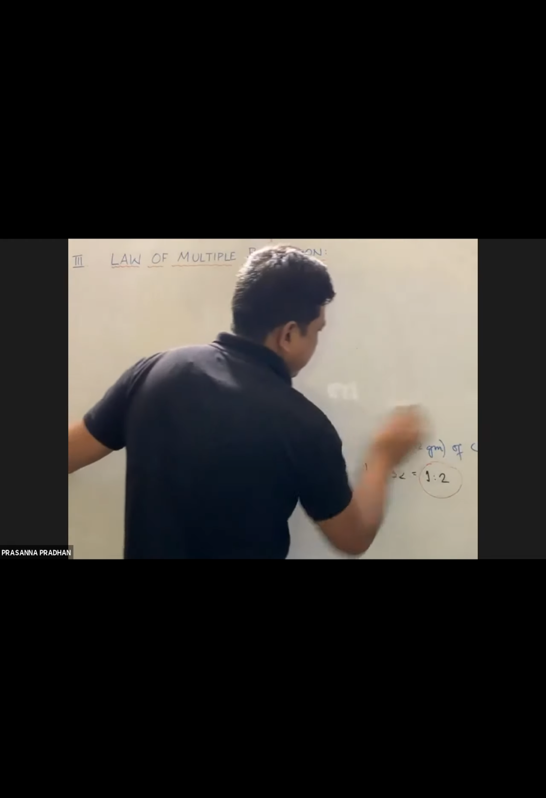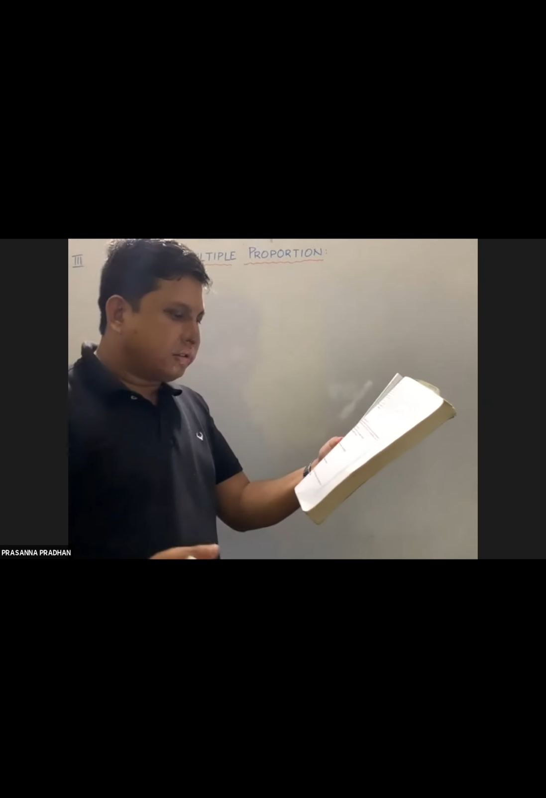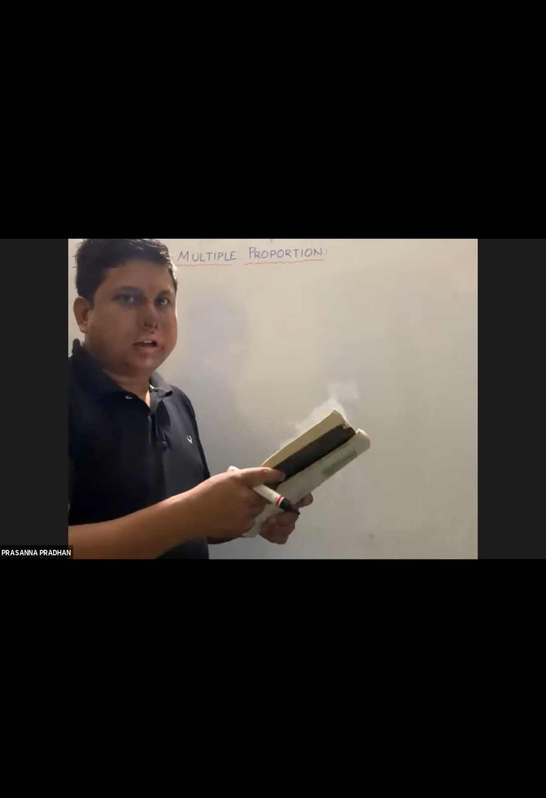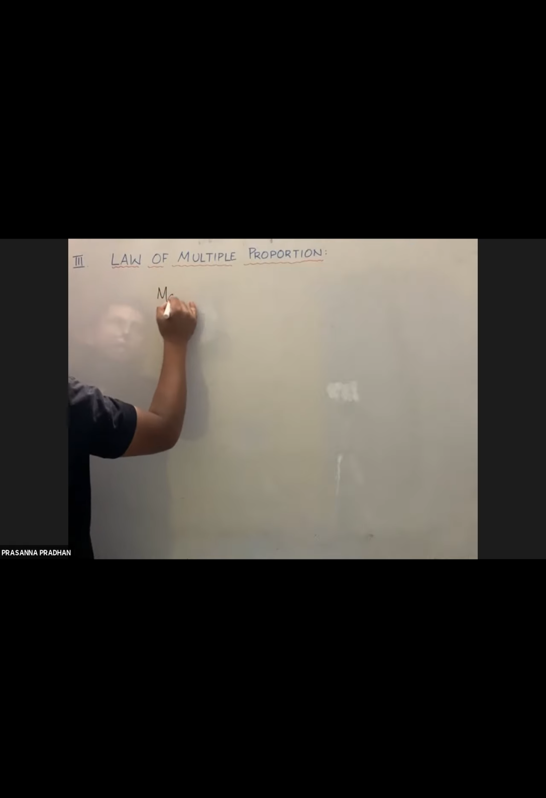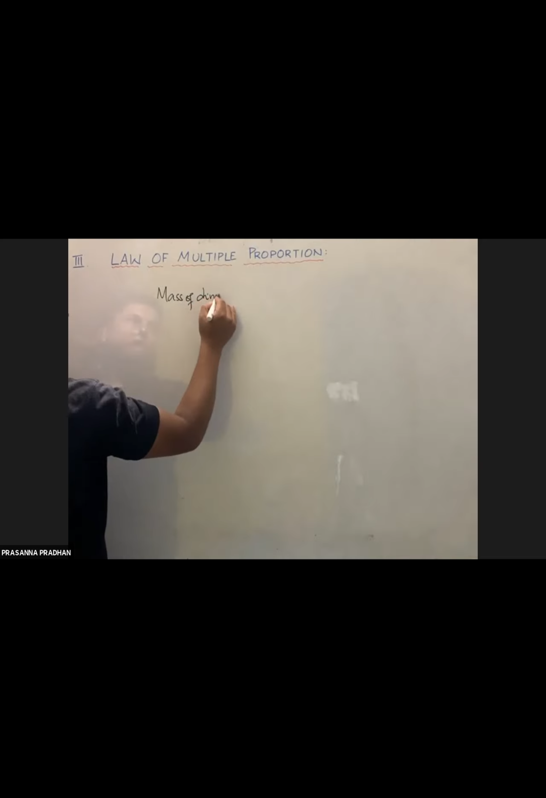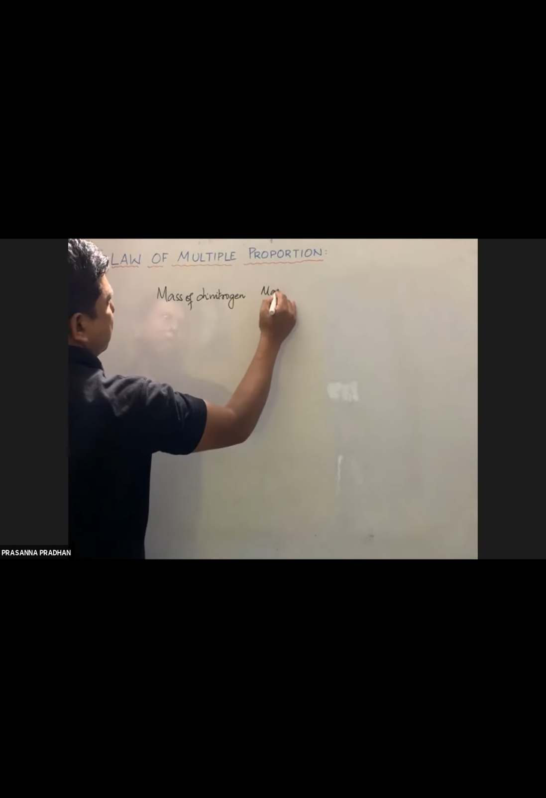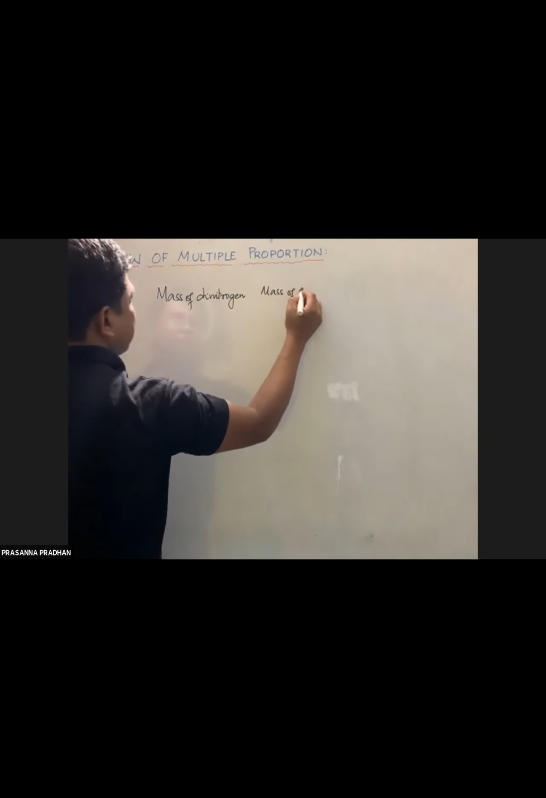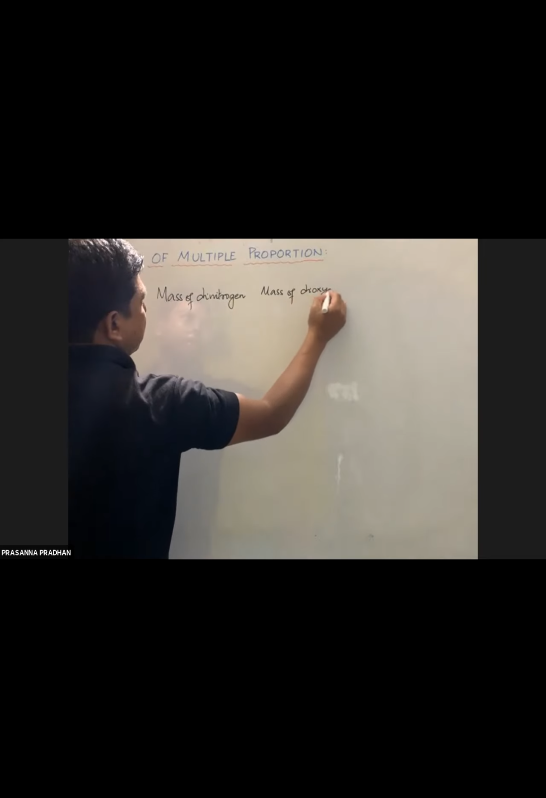Okay, so I'm solving from NCERT. I'll give you a question from NCERT. It's problem number 1.21. It is given that the following data are obtained when dinitrogen and dioxygen react to form different compounds. Here it's given like this: mass of dinitrogen, mass of dioxygen.